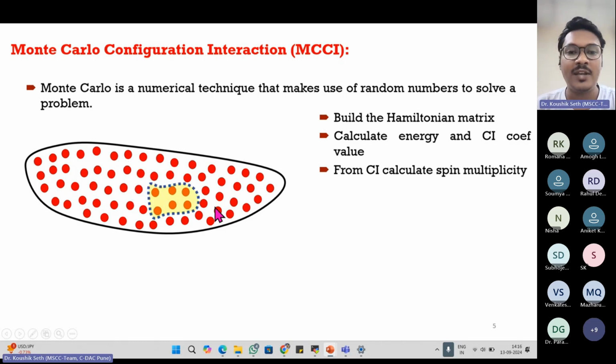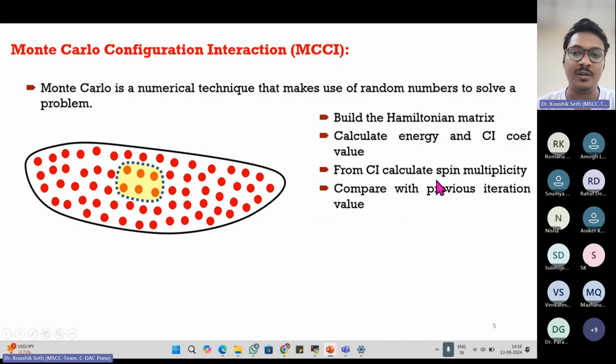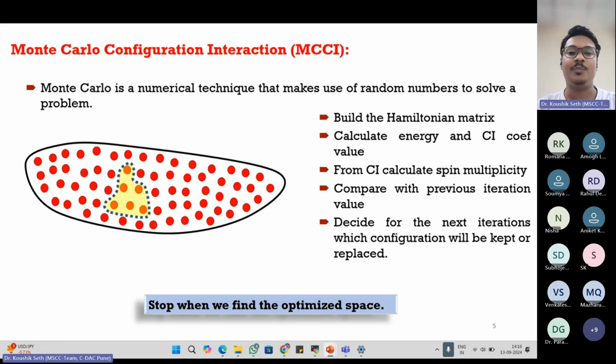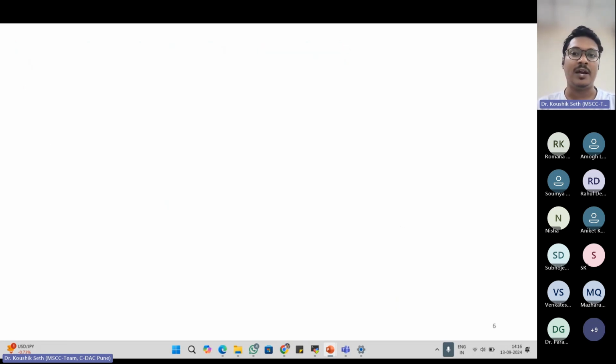From that we update the configuration space. We change the subspace and look for other configurations, then compare these with the previous configurations, and decide which of the total configurations are important or not. This process continues until we reach our final iteration, the final optimized space. So this is the whole idea.